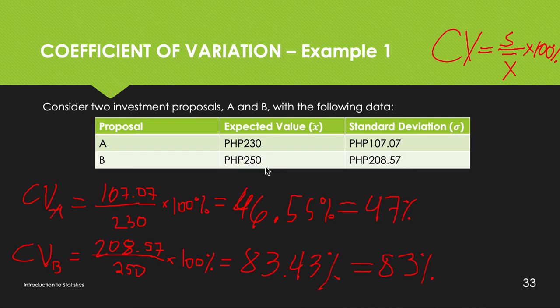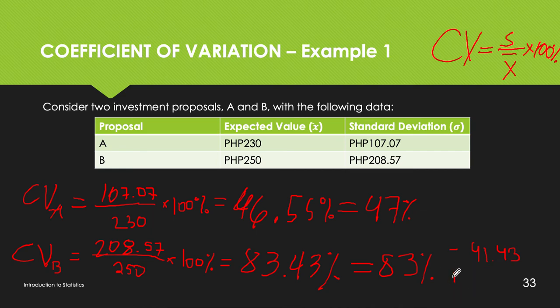in any investment. So you will have 250 minus 208.57, which is going to give you 41.43. Let me try that. So 250 minus 208.57, that's 41.43 pesos. Write it here. So in the minus SD, we have 41.43 pesos.